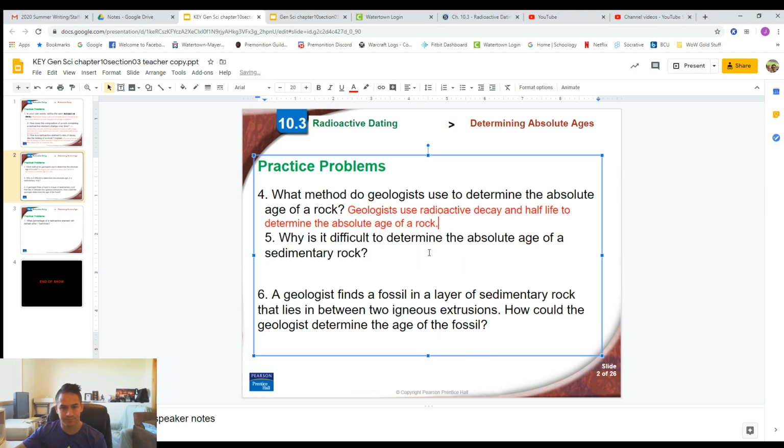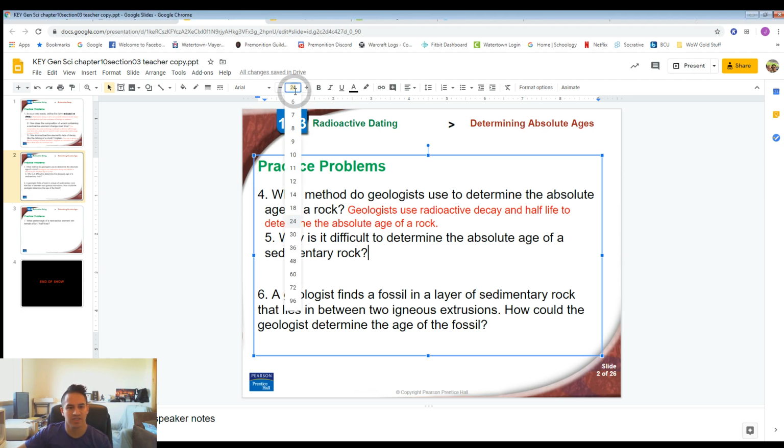All right. Number 5, why is it difficult to determine the absolute age of a sedimentary rock? All right, so remember that sedimentary rocks are made out of a bunch of smaller little rocks that are all kind of jammed together, okay? And each of those smaller little rocks could be made of all kinds of stuff, and they're each going to have their own individual absolute age. So if you try to find the age of a sedimentary rock, since it's made of all these smaller rocks, you're going to get numbers that are all over the place. Okay, so this is why it's difficult to determine the absolute age of a sedimentary rock.